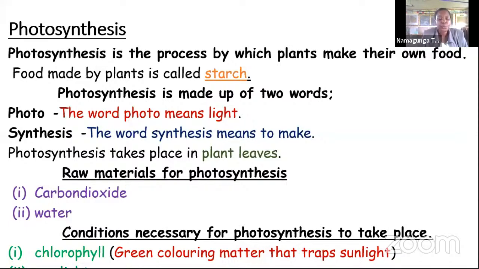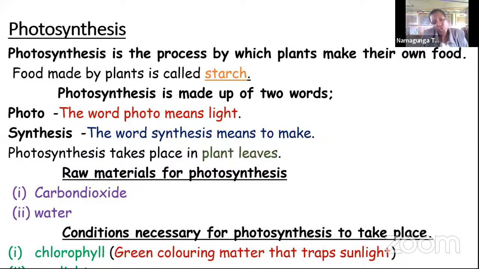I said carbon dioxide is the gas that is used by plants when it is making food. It is only used when the plants are making food. When they are not making food at night, they don't need it. And another raw material is water.